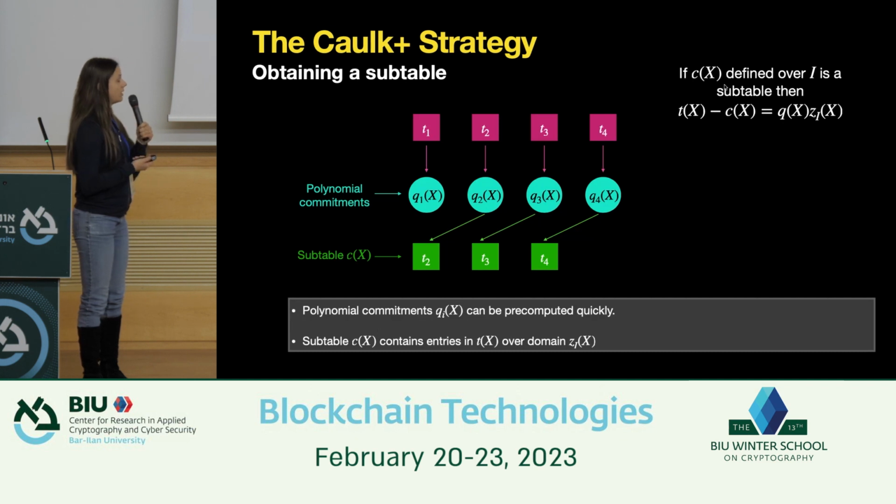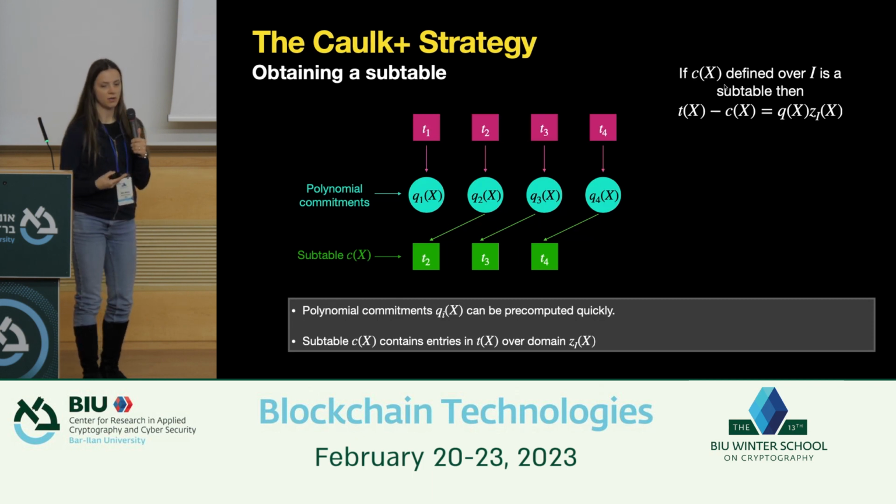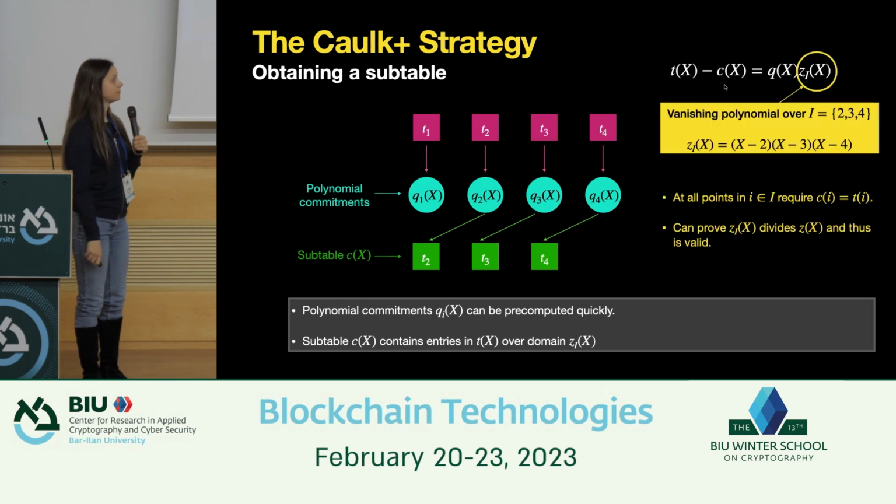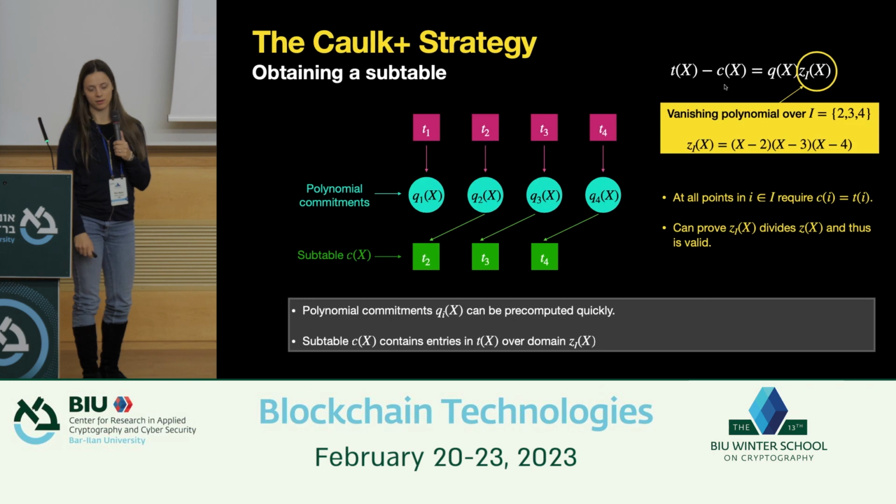So my claim is above. If C of x is defined over I, so C of x defined over I is a subtable, then T of x minus C of x is equal to something which vanishes over the vanishing polynomial defined over the set I. So this is going to look a lot like our original vanishing polynomial, but we're just not going to multiply it by the points that we don't care about.